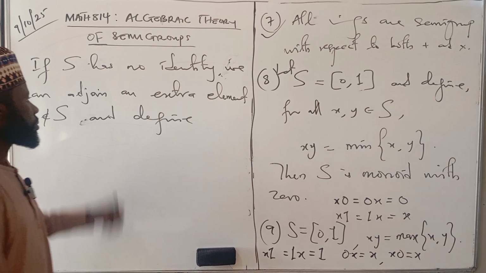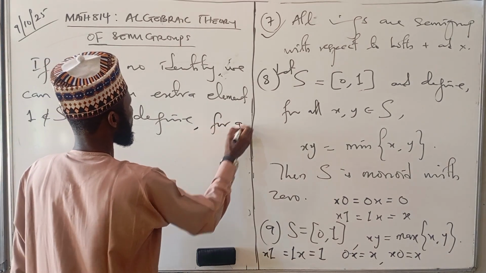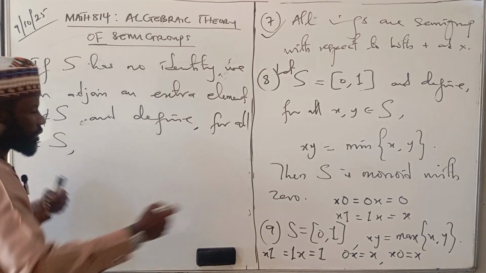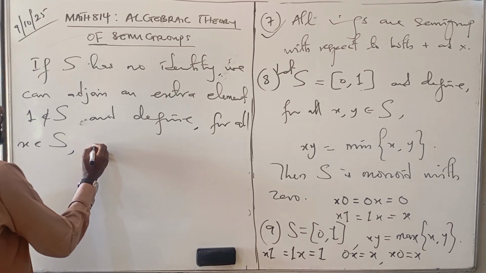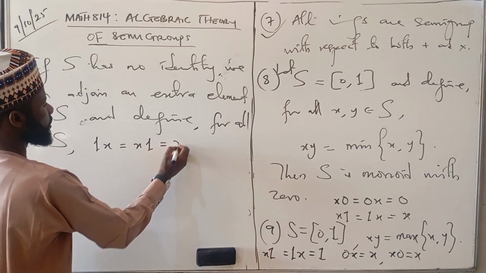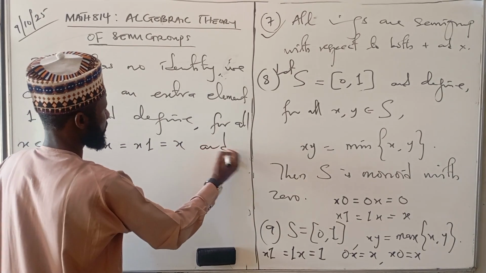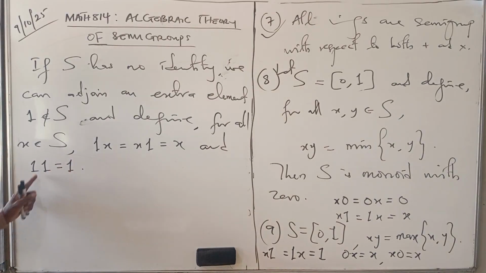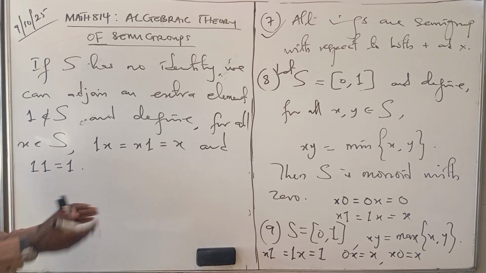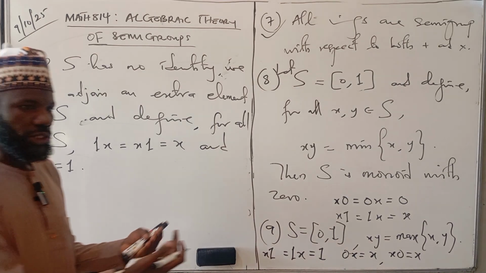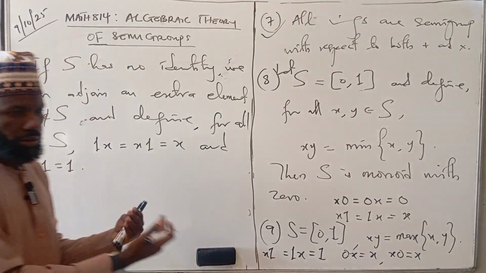I hope it's okay. So what you do is define, for all x in S, the multiplication: you extend the product, you define 1 times x to be equal to x times 1 to be equal to x, and 1 times 1 to be equal to 1. Well, I don't mean eleven here. I mean 1 times 1. My operation is being denoted by juxtaposition or concatenation.